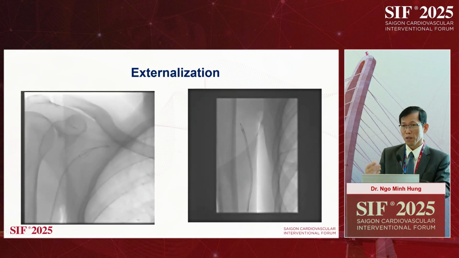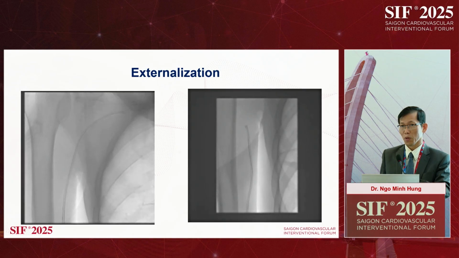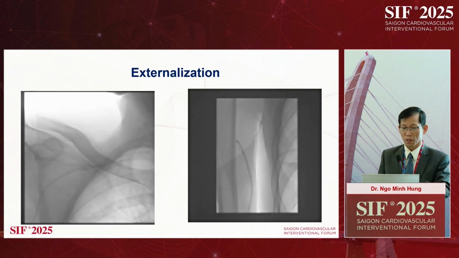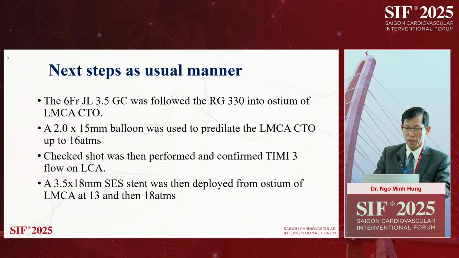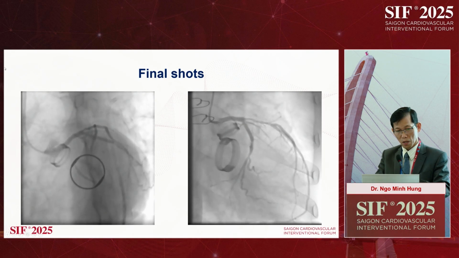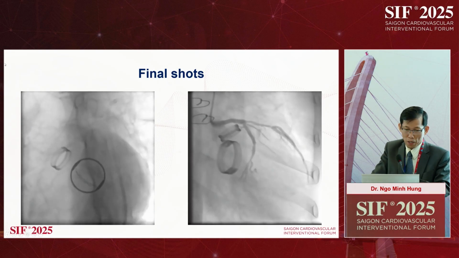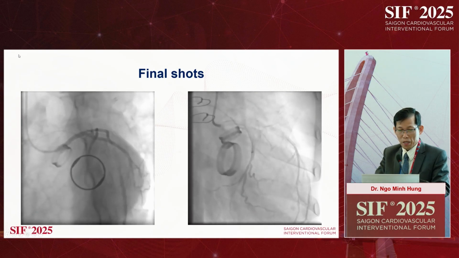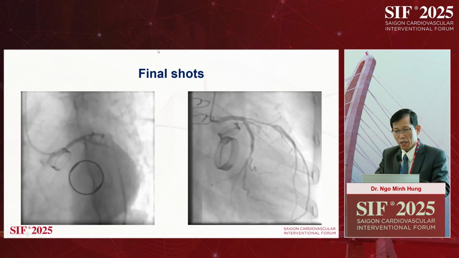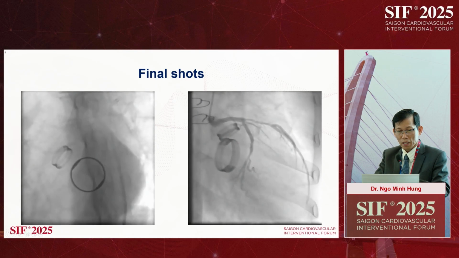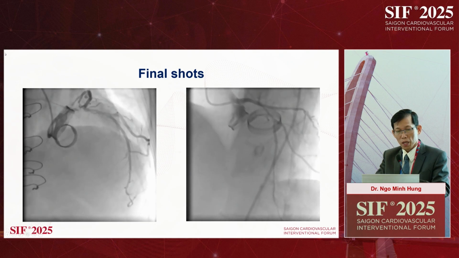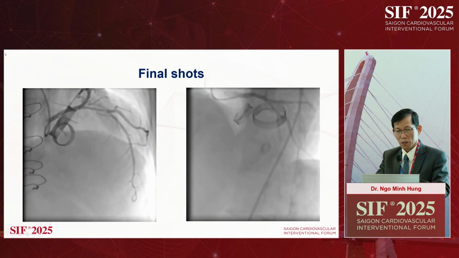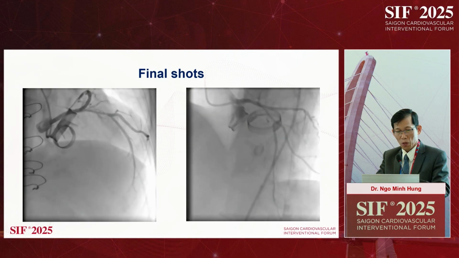So the first time we go to the left side, but after that we remove it and turn it to the right side and let it go to the subclavian, and then they capture this. And of course, from here we do it in a normal manner. So the final shot shows the left main. The LAD appears again, and the patient has no symptoms after that. Of course, the mid LAD has some sort of minor lesions there, but we don't want to treat that one.